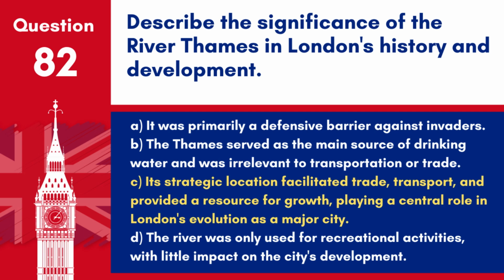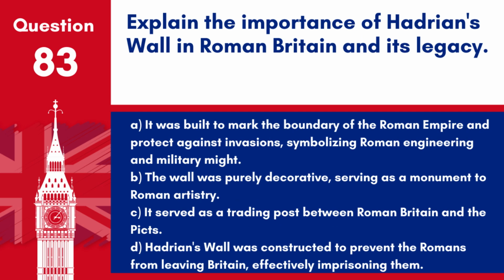Answer C. Its strategic location facilitated trade, transport, and provided a resource for growth, playing a central role in London's evolution as a major city. The River Thames has been vital in shaping London's history, serving as a lifeline for the city's economic and social development. Question 83. Explain the importance of Hadrian's Wall in Roman Britain and its legacy.